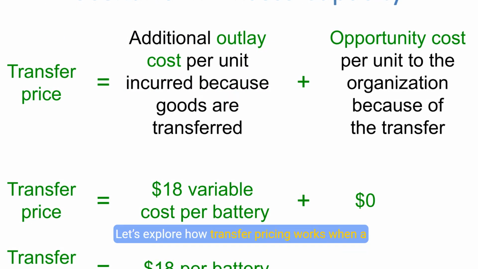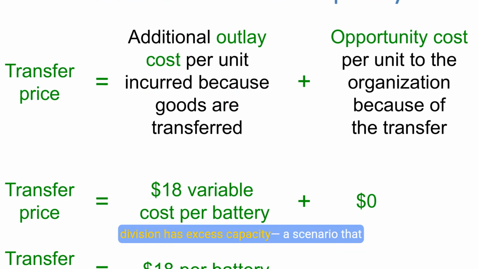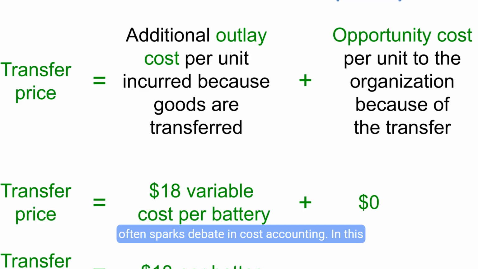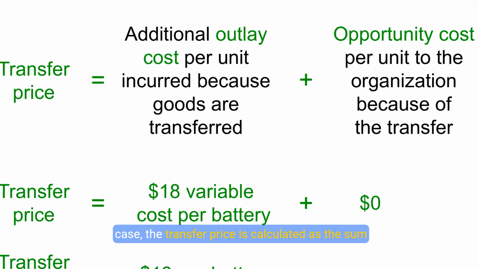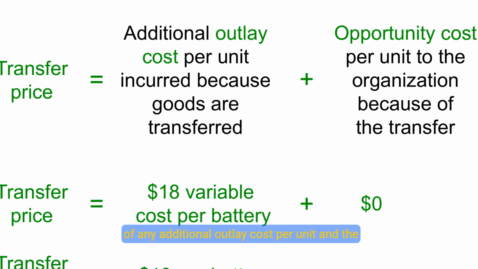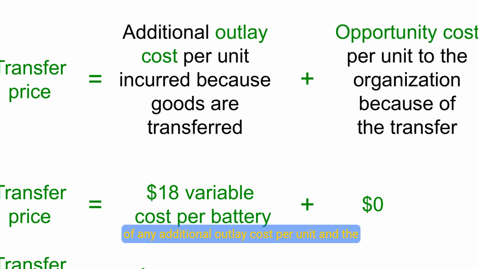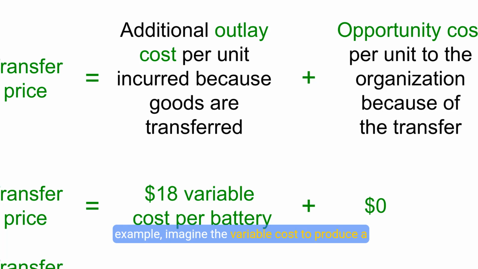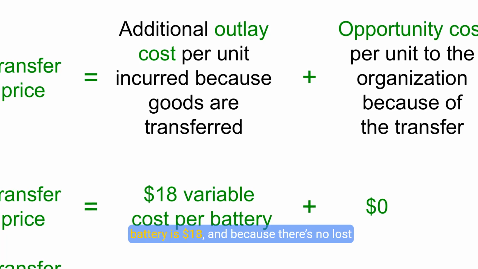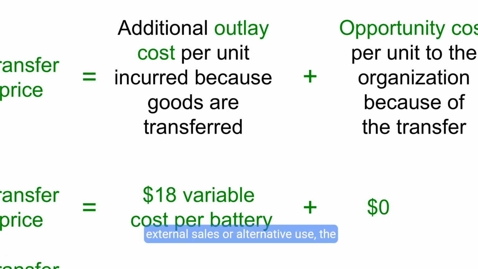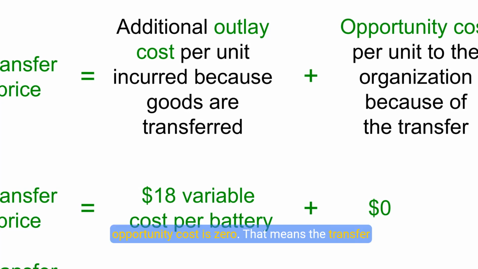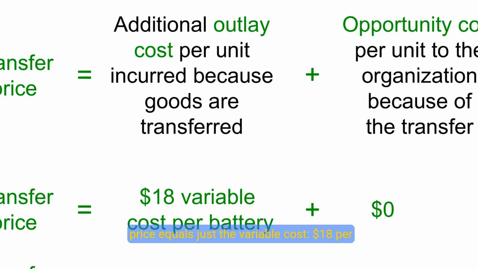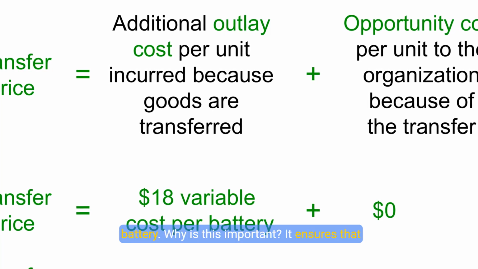Let's explore how transfer pricing works when a division has excess capacity, a scenario that often sparks debate in cost accounting. In this case, the transfer price is calculated as the sum of any additional outlay cost per unit and the opportunity cost to the organization. For our example, imagine the variable cost to produce a battery is $18, and because there's no lost external sales or alternative use, the opportunity cost is $0. That means the transfer price equals just the variable cost, $18 per battery.